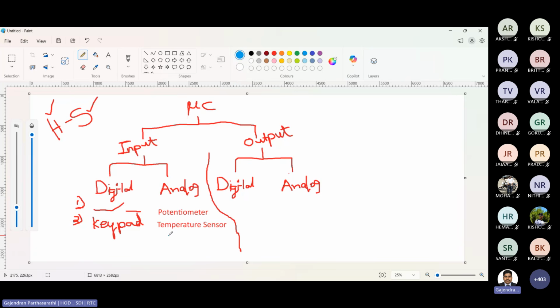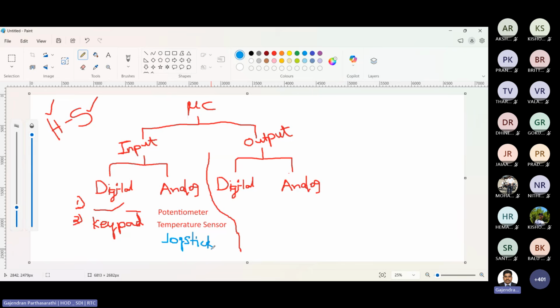And joystick is the analog input device. Very good. Joystick. Where are we using joystick, engineers? Any idea? In your gaming. Yes. Okay.